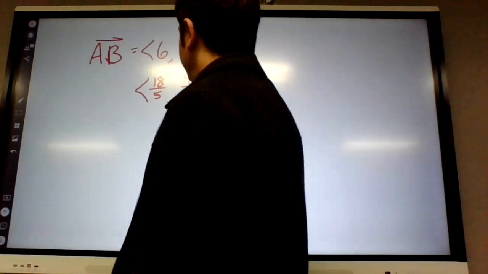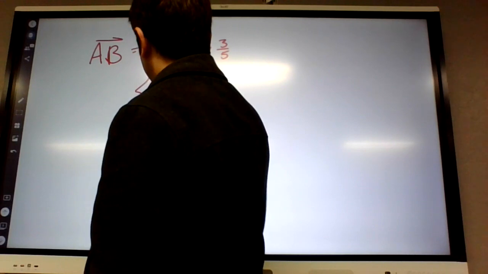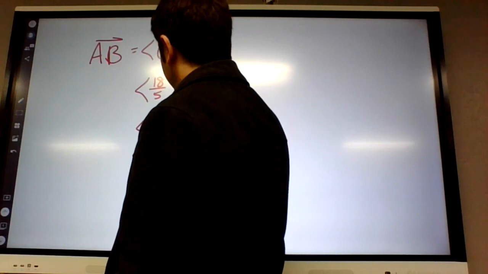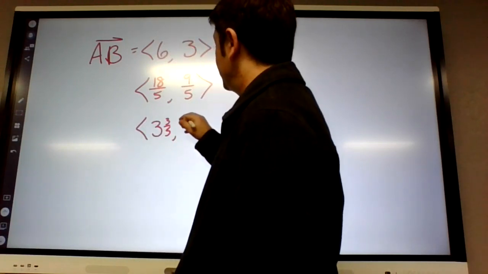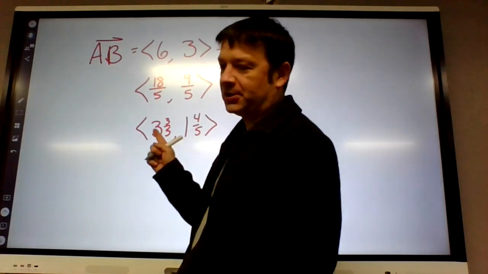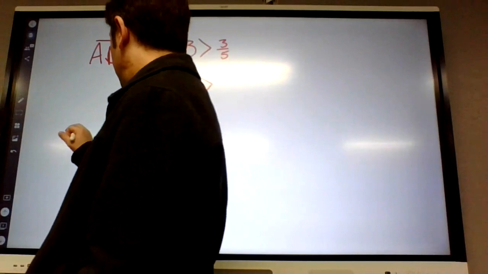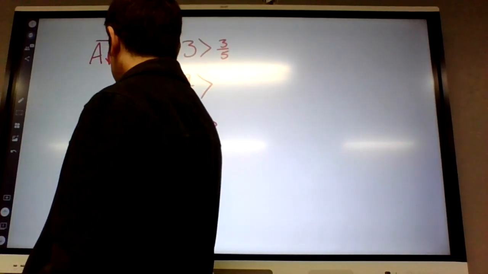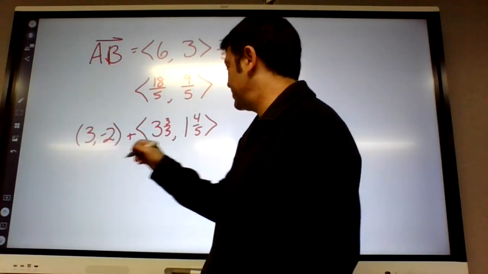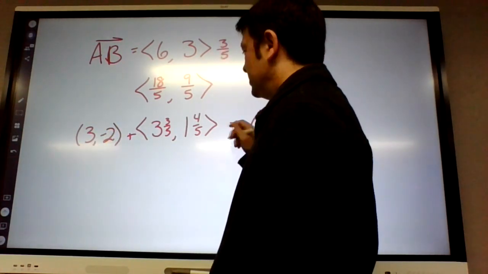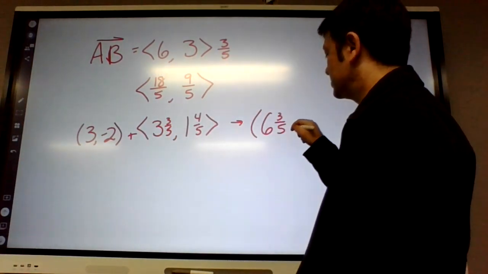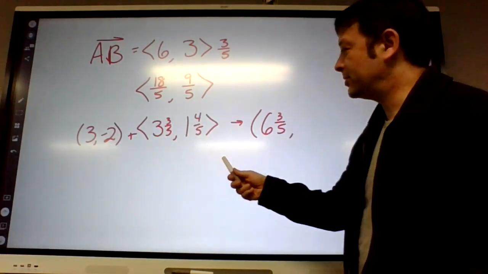I guess maybe I could do it without a calculator if I change these to mixed numbers. 18 divided by 5 is 3 with remainder 3. 9 divided by 5 is 1 with remainder 4. So that's how far we want to move. Where are we starting? We're starting at point A, 3, negative 2. Basically, we just add that vector onto that point, and that gives us the new point. 3 plus 3 3/5 is 6 3/5. Negative 2 plus 1 4/5.